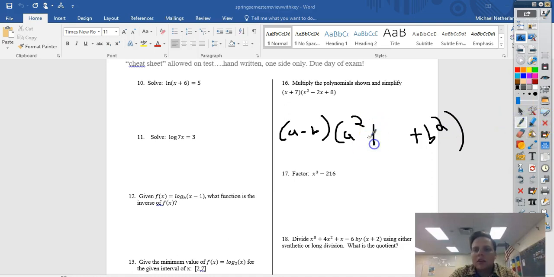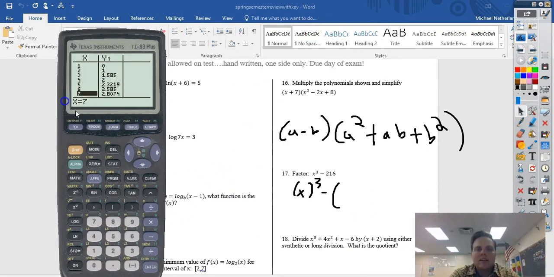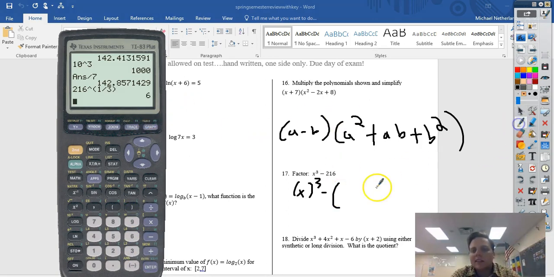Alright, so plus ab. Okay. So now what you have to do is look at this and say, so what am I cubing to get x cubed? Just x. What am I cubing to get 216? I actually don't know. So let's use my calculator to figure it out. Because if it's not a nice whole number, then you can't even do what I'm trying to get you to do. 216 raised to the 1/3. So 6. Okay, so I'm cubing 6. 6 raised to the 3rd power is 216.